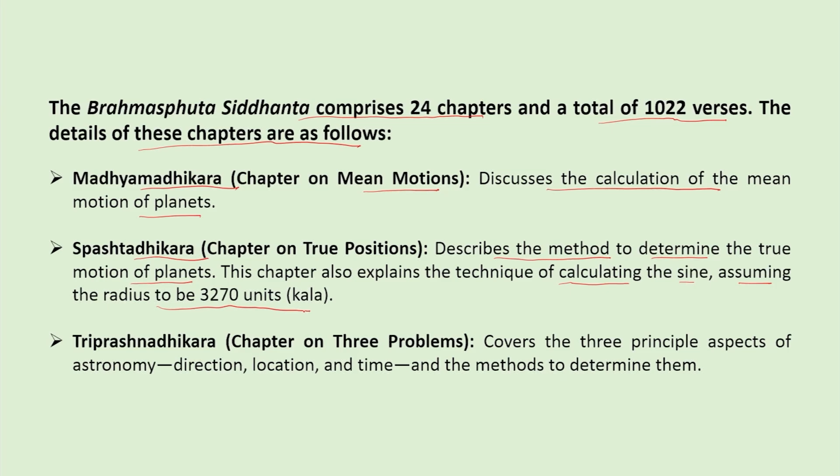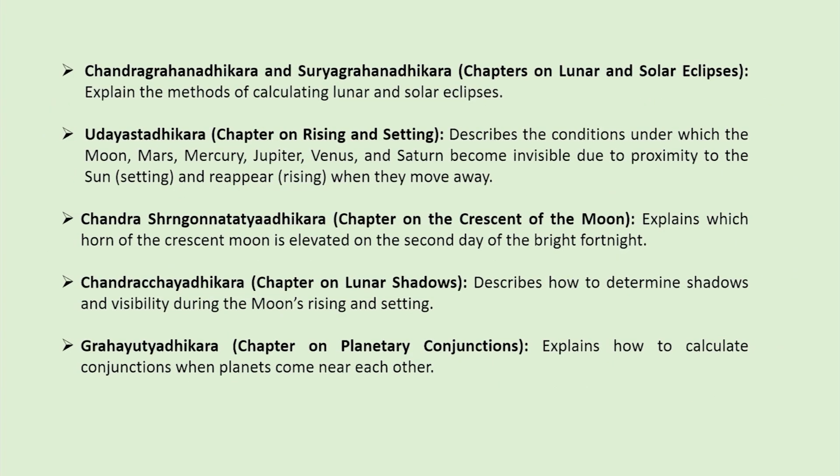Third is Triprashnadhikar, the chapter on three problems, which covers the three principal aspects of astronomy: direction, location and time, and the methods to determine them. Next are Chandra Grahanadhikar and Surya Grahanadhikar, the chapters on lunar and solar eclipses, which explain the methods of calculating lunar and solar eclipses.